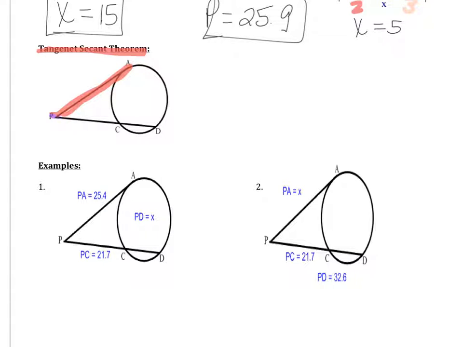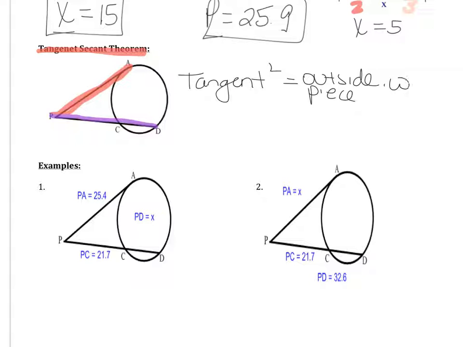And here's my secant line because it intersects my circle twice. When you have a tangent and a secant line, here's how I do this. It's a little formula that I memorize. I do my tangent squared equals my outside piece times the whole secant.